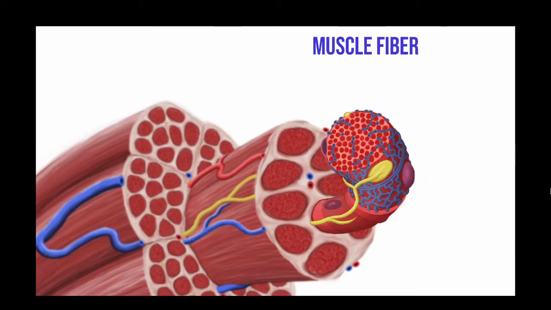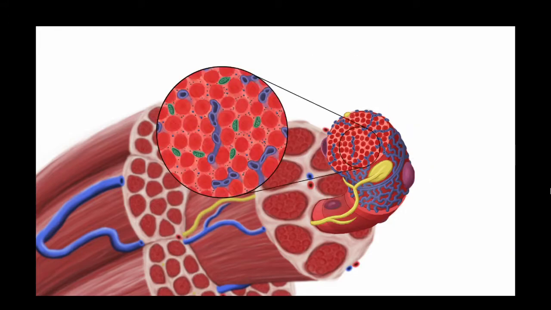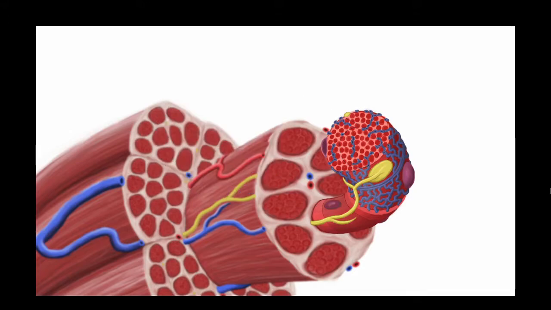Inside the cell are the myofibrils surrounded by the sarcoplasm. Within the sarcoplasm are glycogen stores called glycosomes, and myoglobin responsible for oxygenating the cell, as well as large amounts of mitochondria that make the ATP necessary for contraction.